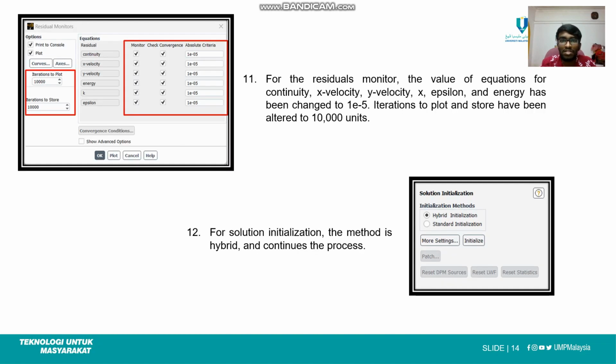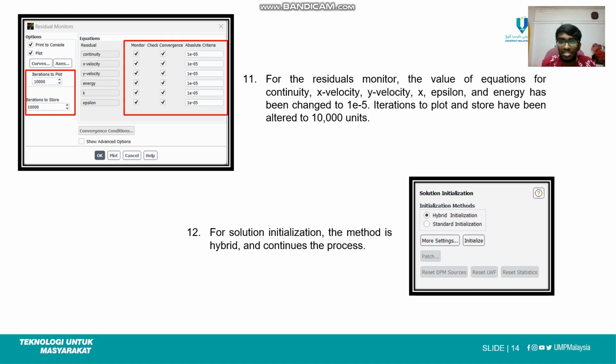Now let us look on the residuals monitor, which is all the values that we plotted before. This is altered here for the residuals monitor to give the value for the graphs and plotting. So basically we will use the value of 1 power of E negative 0.5 for the x velocity, y velocity, continuity, epsilon, and also the energy. And then for the iteration we maintain 10,000 units.